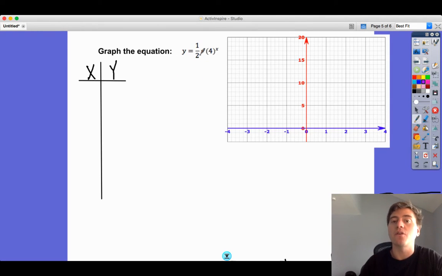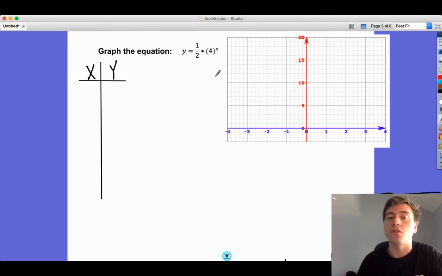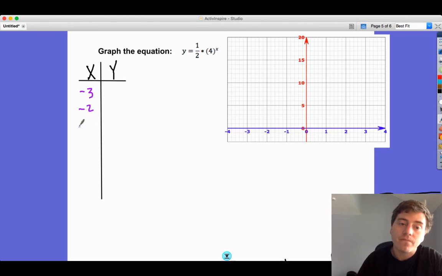So let's do another one here. y equals 1/2 times 4 to the x. This time b is greater than 1, so we know this should be an increasing graph. It should go like this. We also should know that the y-intercept is going to be 1/2. But let's go ahead and do the table. So 1/2 times 4 to the x.